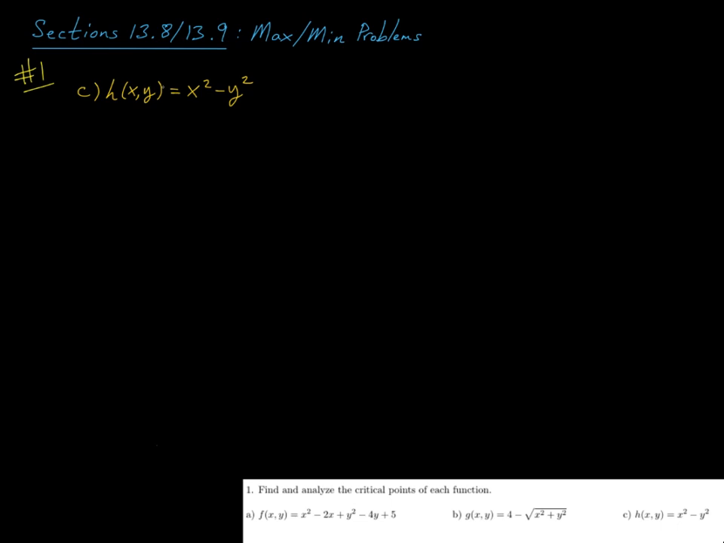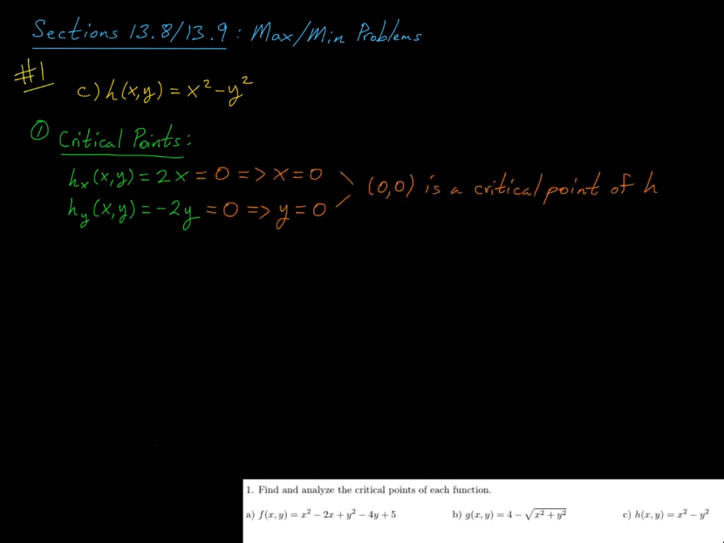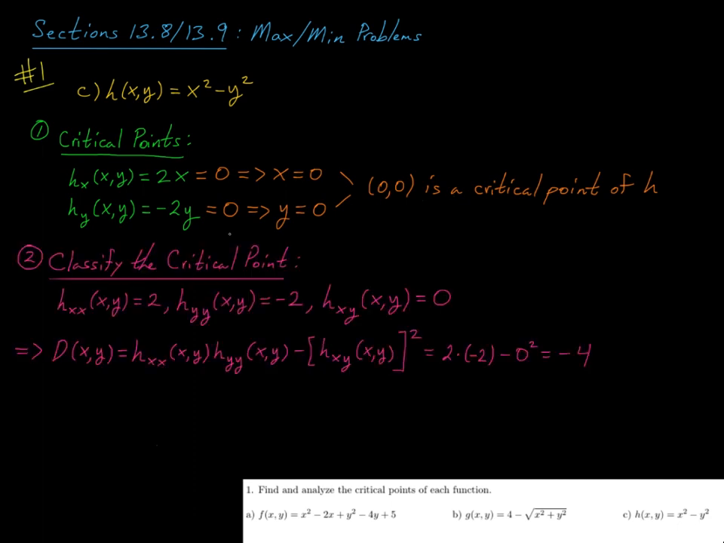And now for part C. Here we have h(x,y) equals x squared minus y squared. So again, we can start by looking at the critical points. The x derivative is 2x, the y derivative is negative 2y. We can set those to 0. And here we find that x and y both have to be 0. So that's our critical point. And now let's go ahead and classify. Since both of these derivatives are 0 at our critical point, we can apply the second derivative test.